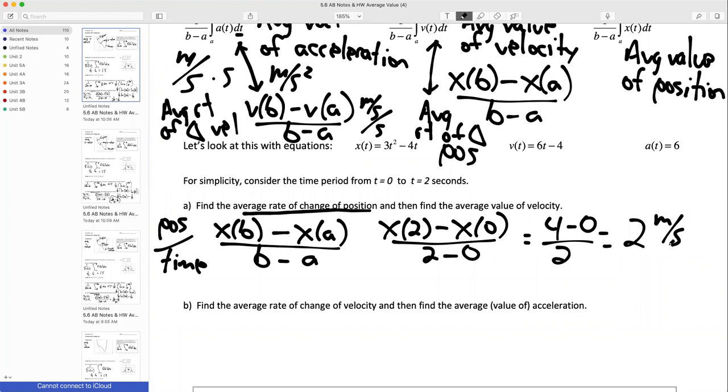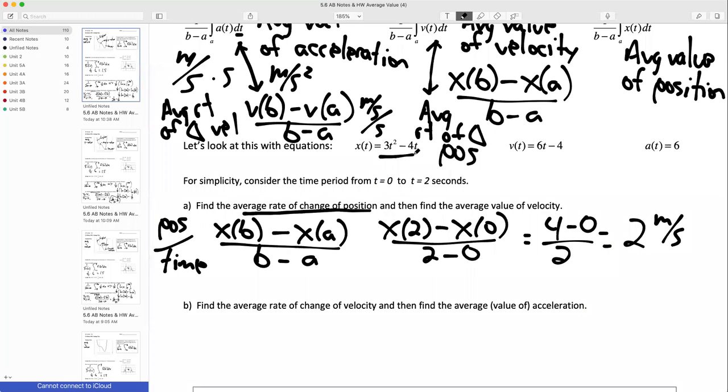Questions on what I just did? Where'd you get 4? Which question? So I take 2 and 0 and put them into the position equation right there and simplify. This is x of 2.